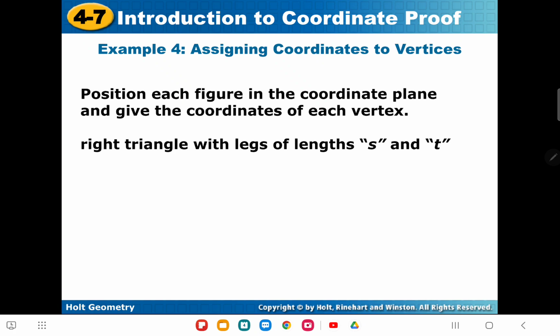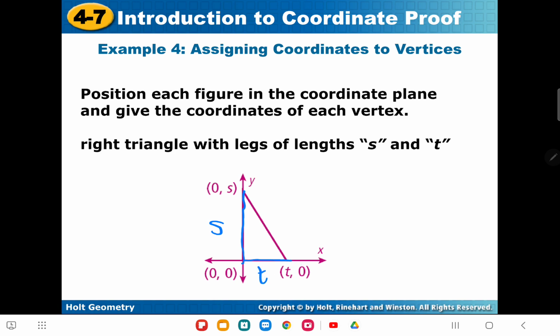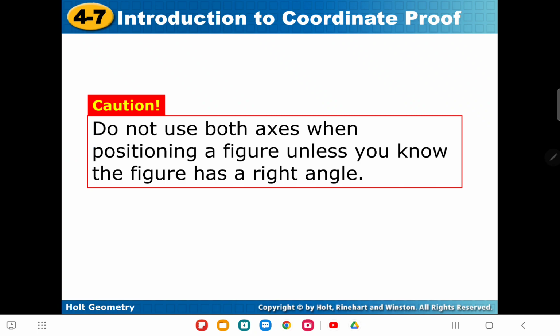I have a right triangle with legs of length s and t. Okay, so looking at this, it goes from 0 to s, so that is s units long. This I know is t units long, because it's going from 0 to t along the x-axis. And this is a right triangle because my axes are at right angles to each other. Very important, the axes are always at right angles to each other, so you have to only use them if you know the figure has a right angle.